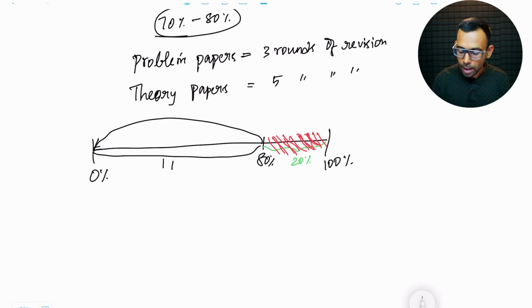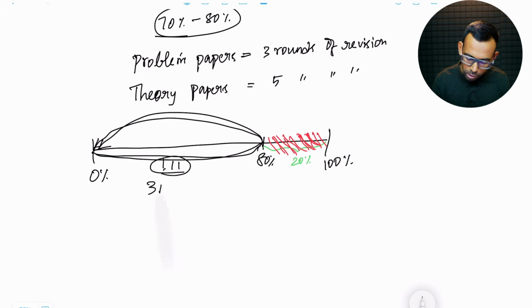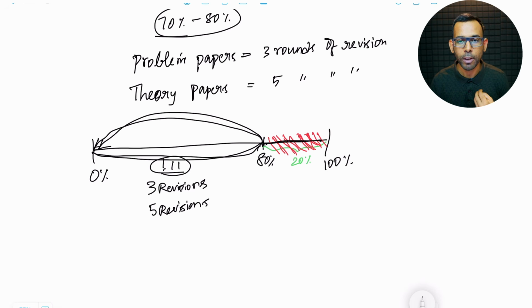And again, if it is a problem paper, after I've completed round 2, come back again and do another round. Do 3 rounds of revision for problem papers. And if it is a theory paper, do 2 more rounds of it and do 5 revisions. Unless you fulfill this criterion, do not even think about this 20% of the paper. Okay, so this is the most important piece of input that I wanted to give in this video. So that concludes the first segment of this exam study plan.